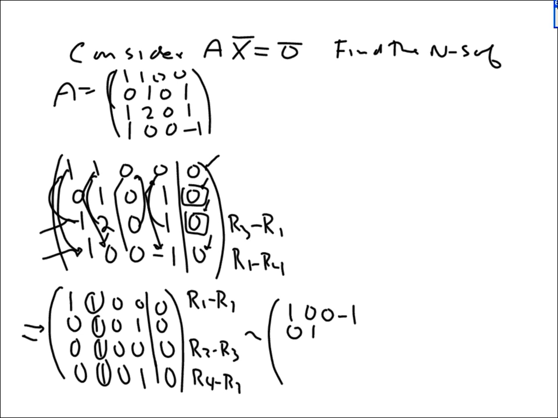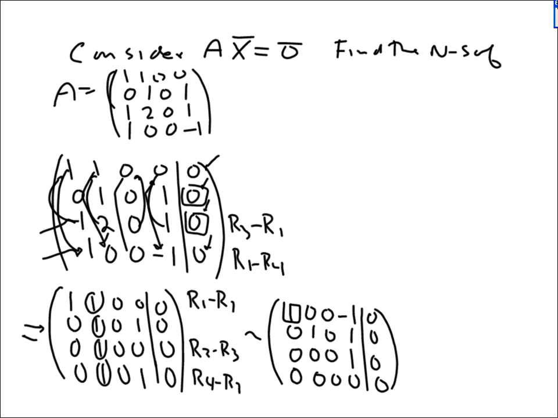Row 2 is not changing. Row 2 minus row 3 will give me triple 0 and then a 1. And row 4 minus row 2, since they're exactly the same, I'm going to get all zeros. And this matrix is in reduced row echelon form.